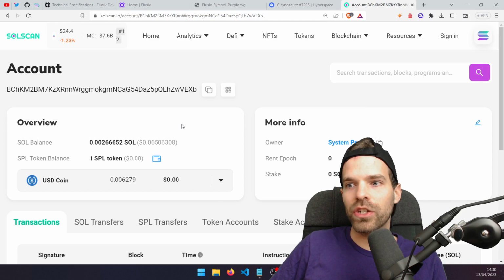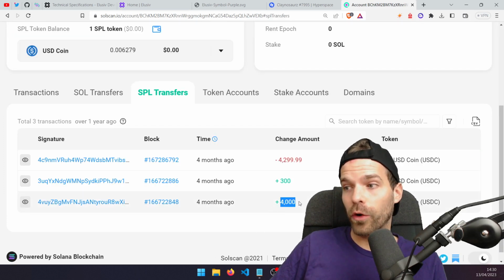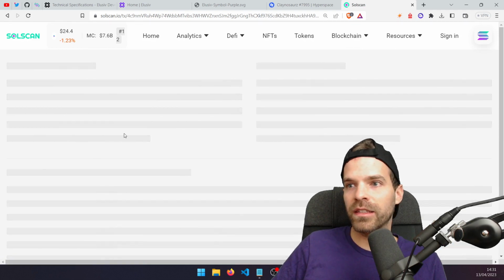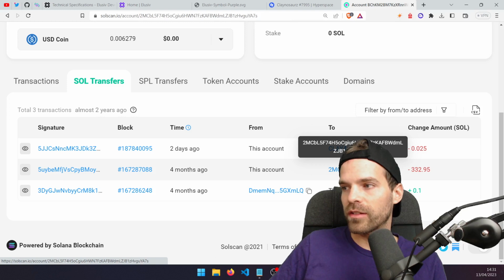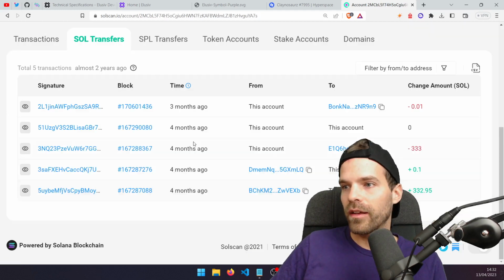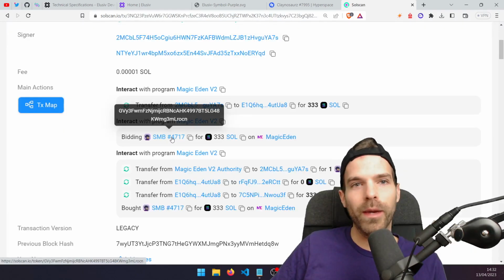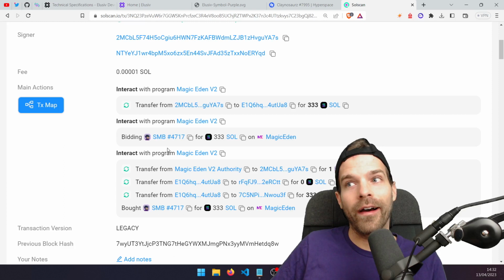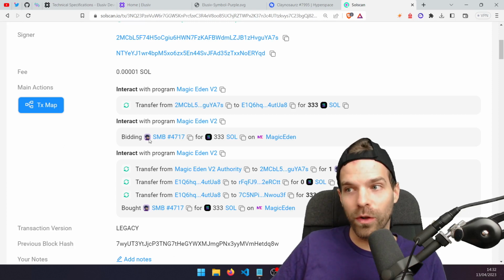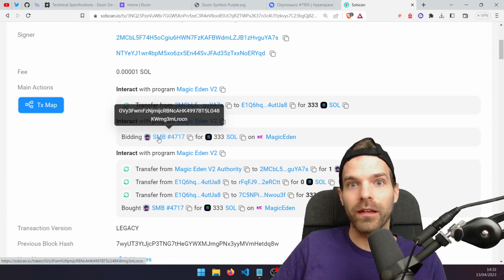And BCH is a wallet that received 4K 4 months ago. And then it converted it to Sol, and then sent the Sol to this address. That's a 2MC. And then spent that Sol to buy this monkey. So now I have the connection that the owner of this Clay node also owns this monkey, probably.